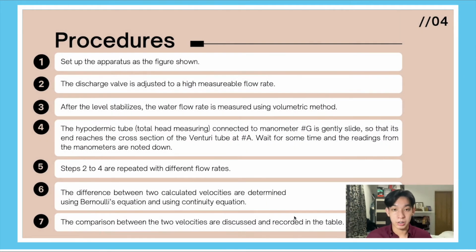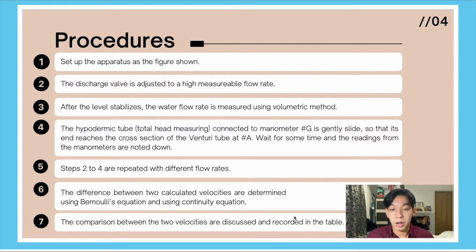Here are the procedures for the experiment. The first step is to set up the apparatus as the figure shows. The second step is that the discharge valve is adjusted to a high measurable flow rate. Next, after the level has stabilized, the water flow rate is measured using the volumetric method.